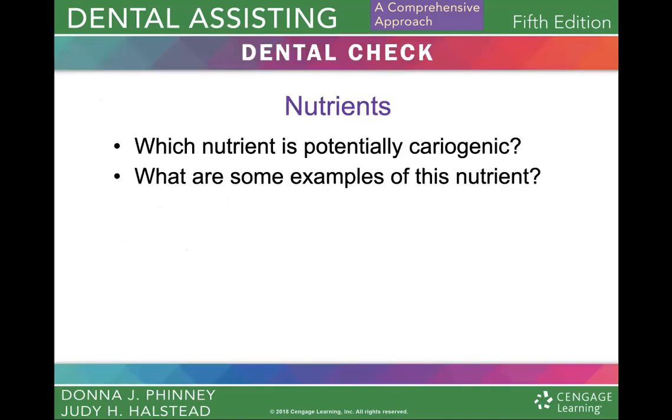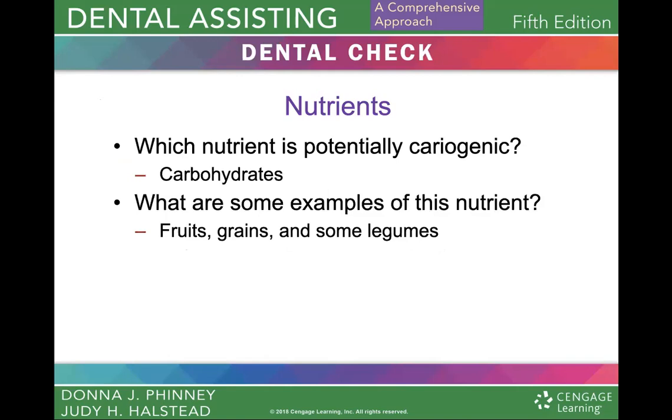Quick check regarding nutrients. Which nutrient is potentially cariogenic? And what are some examples of this nutrient? Cariogenic nutrients can include carbohydrates, and an example of these are fruits, grains, and some legumes.